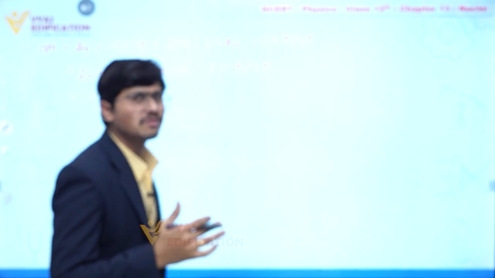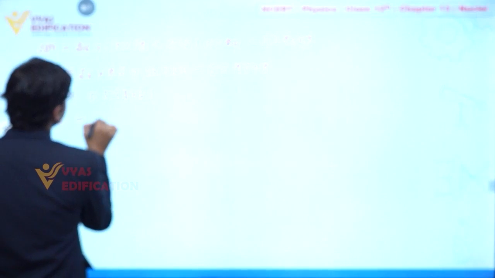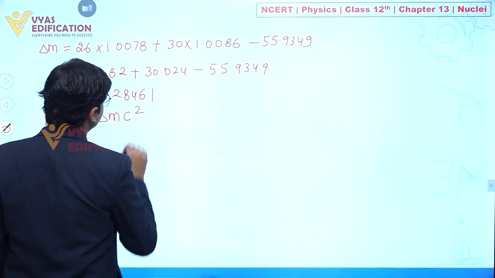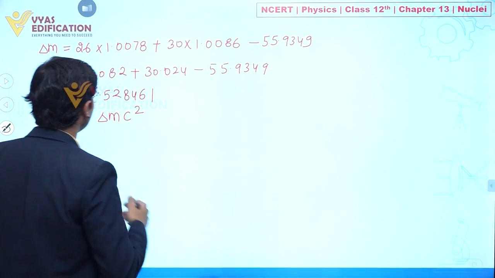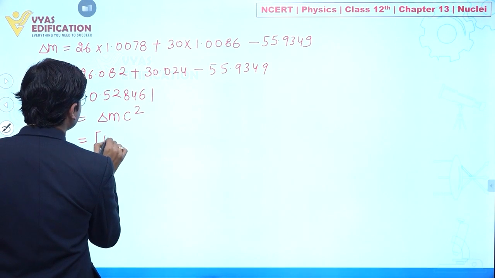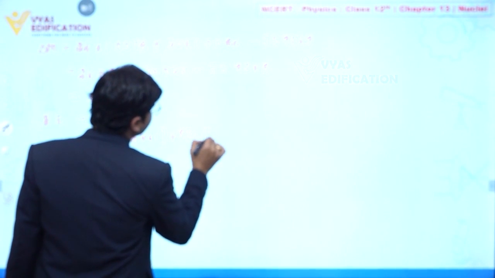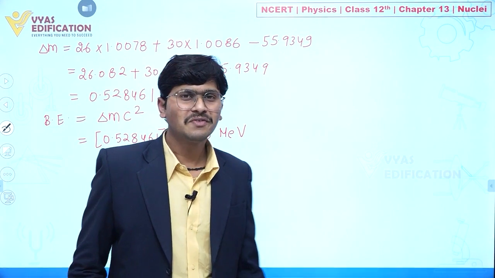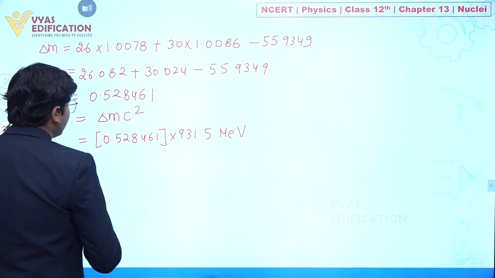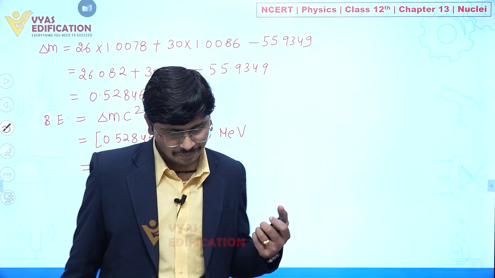Now, what is my objective? My objective is to find the binding energy. So the binding energy we can write like this: it should be equal to delta m c squared, clear. But we need this binding energy in million electron volts, so at that time we can write 0.528461 multiplied by 931.5, and this will come out in terms of million electron volts, clear. So now this is definitely 0.528, near about 1 by 2, yes or no?